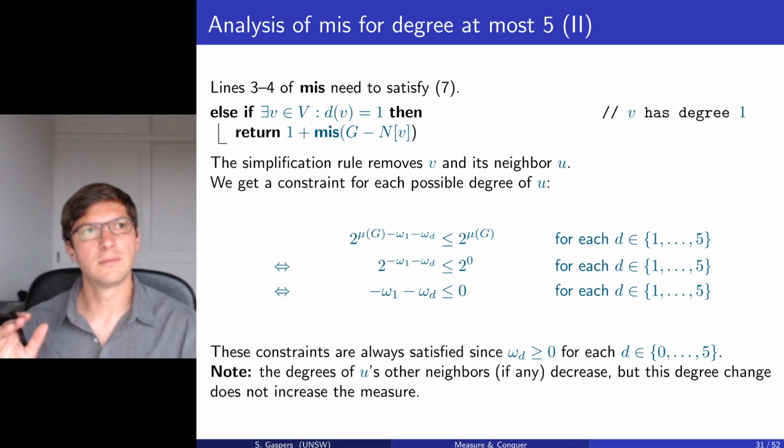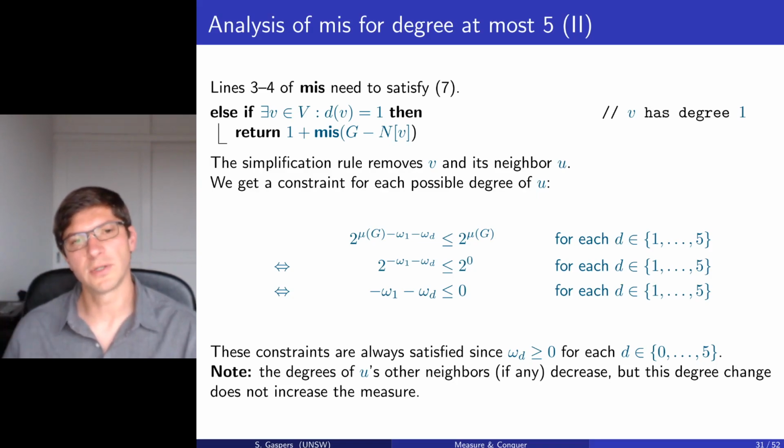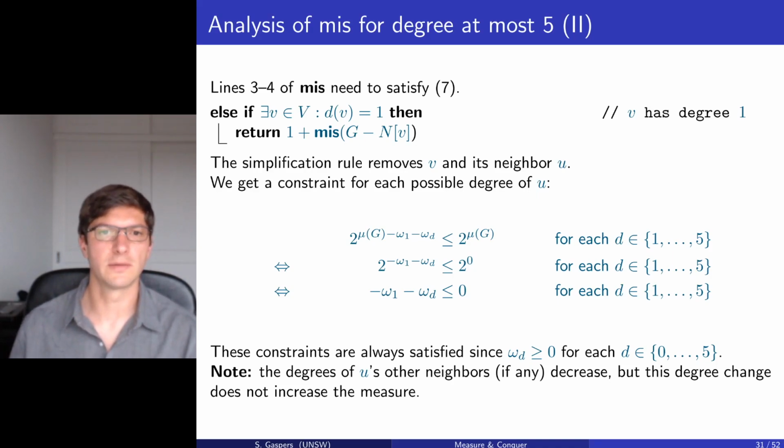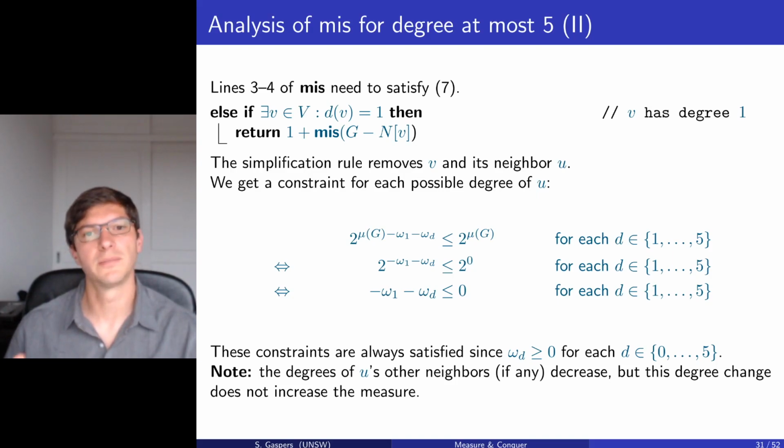So now the neighbor of v might have other neighbors. And so since we remove v and its neighbor, these other neighbors have their degrees decreased. But we already said, well, decreasing the degree will not increase the measure. So it is okay if we don't take this into account. So we will not be worse off by not taking this into account.